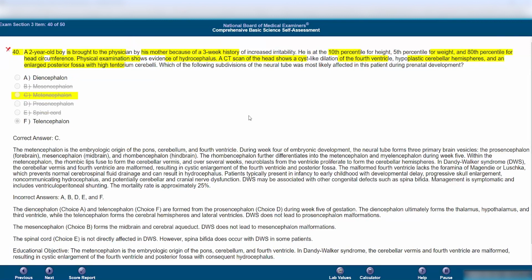Oh man, this was frustrating because I just read it the day before too, and I still missed it. I think it was just talking about a CT scan that shows a cyst-like dilation of the fourth ventricle, hypoplastic cerebellar hemispheres, and enlarged posterior fossa with high tentorium cerebelli. Which of the following subdivisions of the neural tube is most likely affected? And I didn't actually even get a diagnosis with this. I actually don't remember what this is asking.